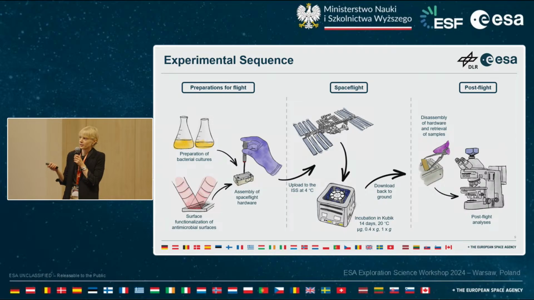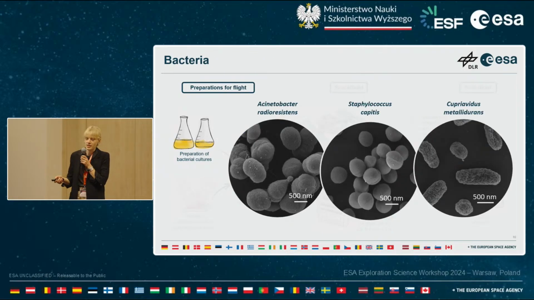Here I have illustrated the experimental sequence of the biofilms experiment. I will go now step by step through the different stages we had for the experiment. That started with the preparation of the bacterial cultures in the lab. We took these 3 species and grew them in double concentrated R2A medium, and then washed the cultures and stored them in buffer, in PBS in this case. They were stored in buffer until the experiment was then activated on the ISS.